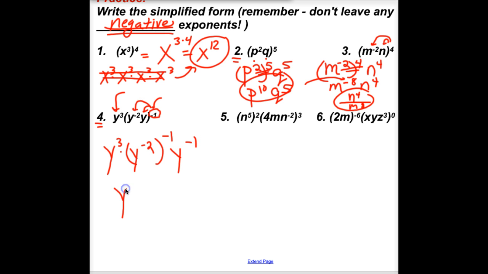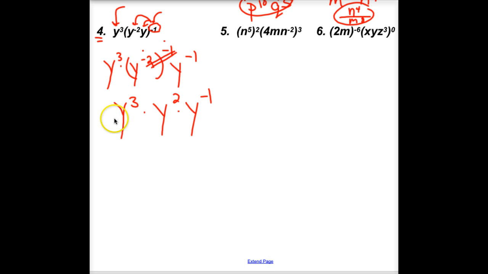What does that give me? The y cubed. Power to a power I multiply. A negative times a negative is a positive. Now I have all the same base. And that means I add up those exponents. And that gives me y to the 4th power.